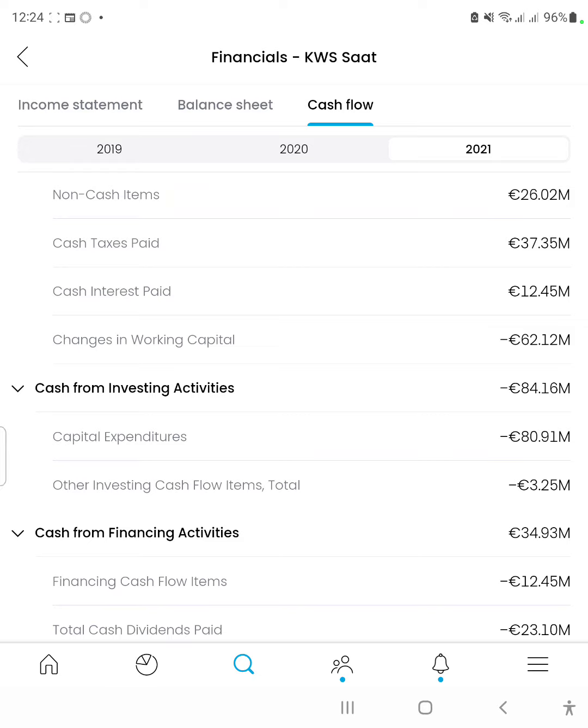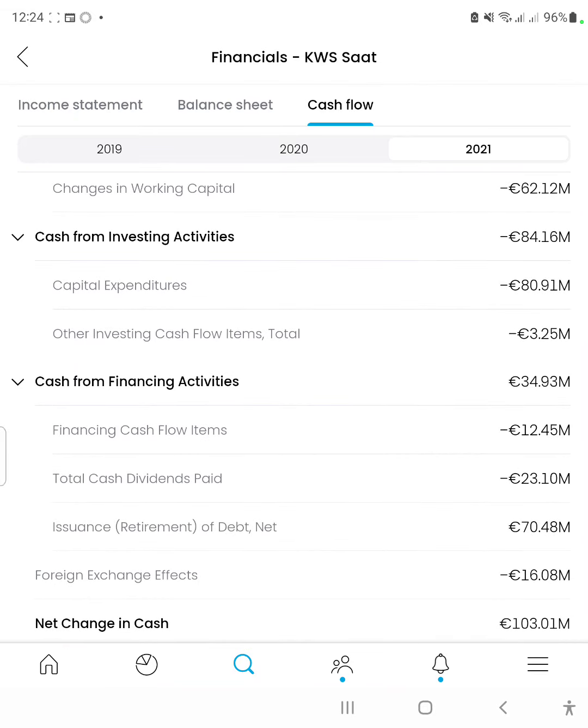It spent 23 million euros on paying dividends to shareholders, and it gained 70 million euros in debt. So it increased its liabilities. The foreign exchange effects of the currency it is denominated in constituted a negative 16.8 million euros, and the total net change in cash, which is the total increase or decrease in cash at the end of the 2021 financial year, was 103.01 million euros, which is of course good because it's positive. That's how much cash the company has on hand.